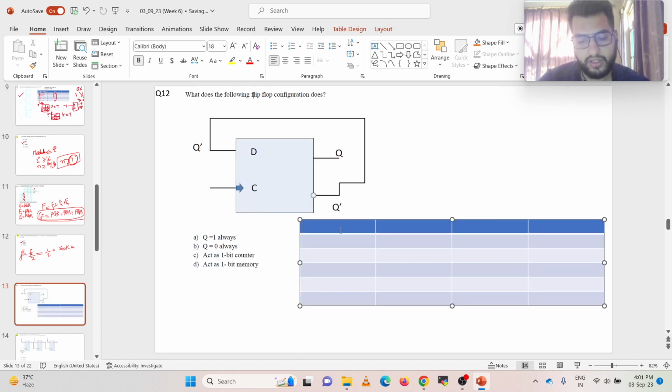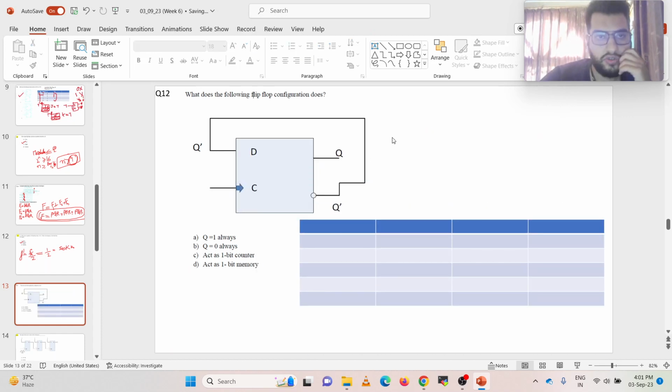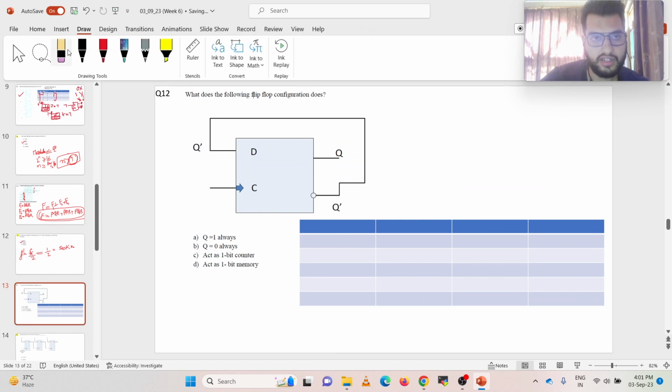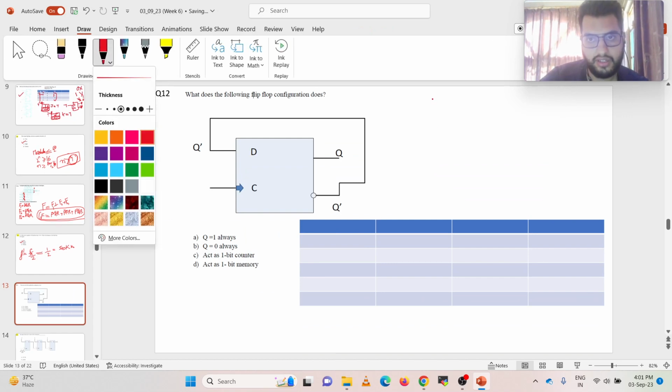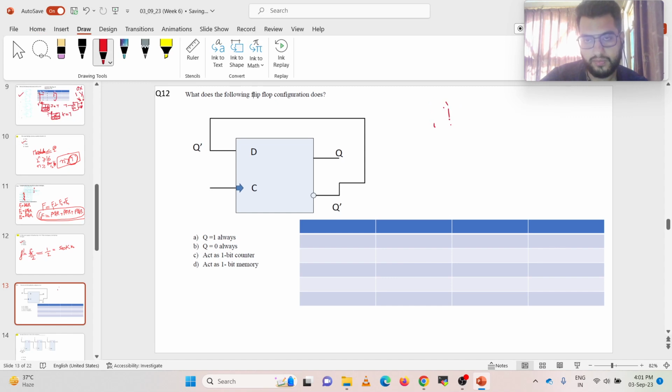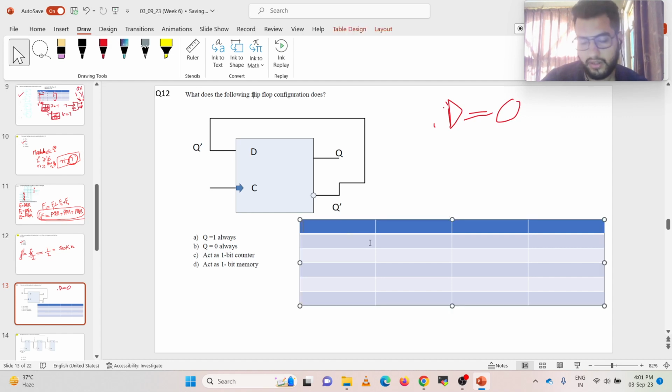So before we proceed, let's assume our initial condition is D equal to 0. D equal to 0 is our initial condition. Here we have this clock cycle, then we have D which is equal to Q bar, and then we have Qn plus 1, and this is Qn plus 1 bar.